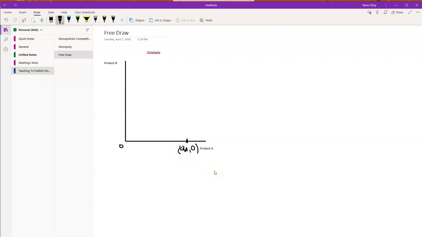All right, now imagine that I took all of my resources instead and I put them for the production of B. So instead I put them over here. Now this point represents a point where I'm only producing B and I'm not going to produce any A. So this is 0, comma maximum level of QB.